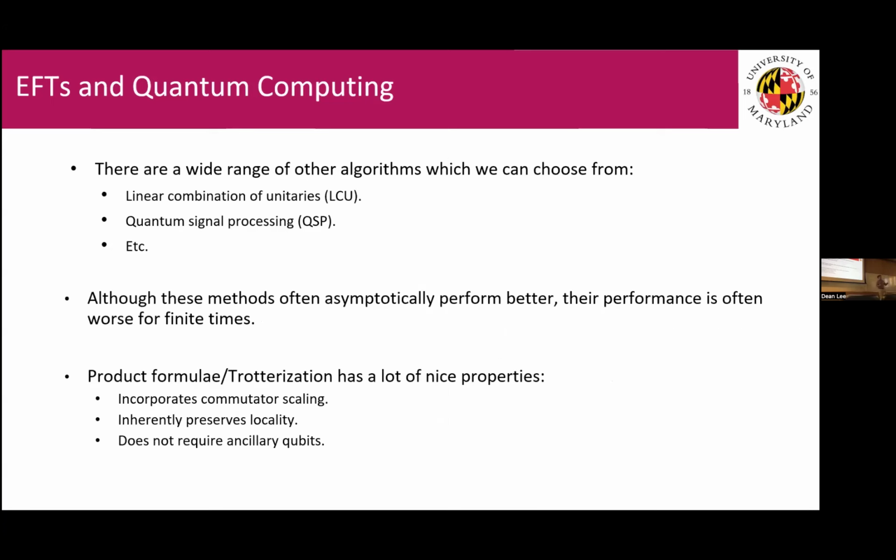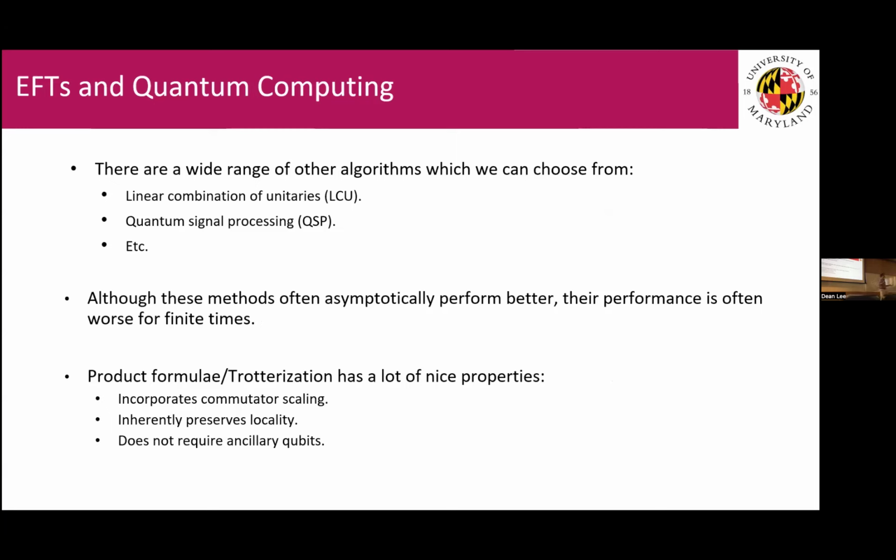Okay, so at some point, if any of you know anything about quantum computing beyond Trotterization, you'll probably come to me and go, James, there are a huge number of these awesome other algorithms that we typically use, like LCU and quantum signal processing. These are super hyped up algorithms. They perform better asymptotically.